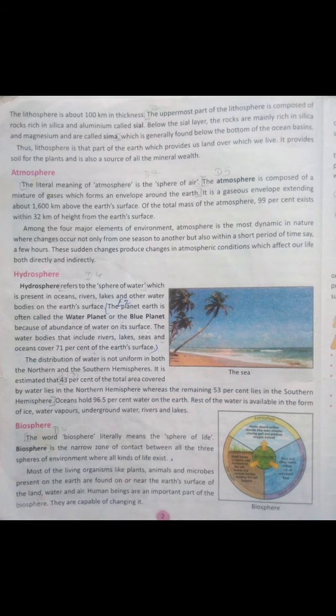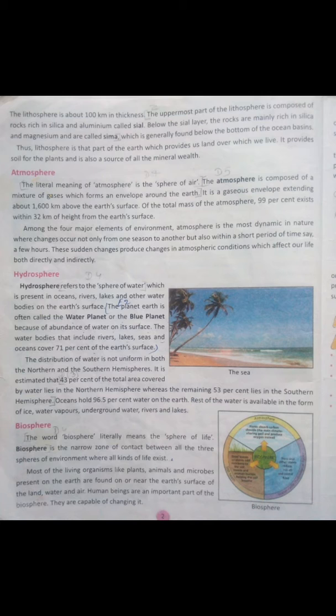This lithosphere is about 100 km in thickness. The uppermost part of the lithosphere is composed of rocks rich in silica and aluminum, and that is called Sial. Si from silica and Al from aluminum, both Si plus Al is Sial. How do we remember this? Silica, the first two letters Si, and aluminum, the first two letters Al, so Si and Al make Sial.